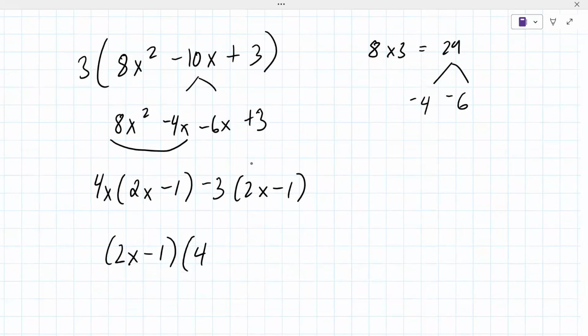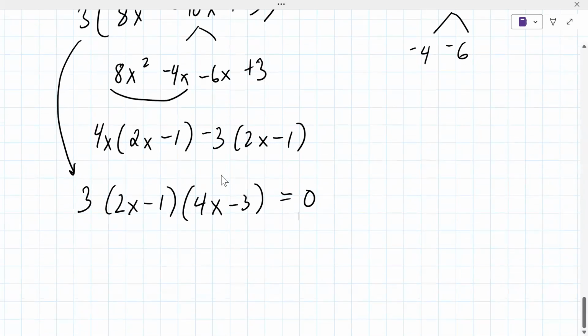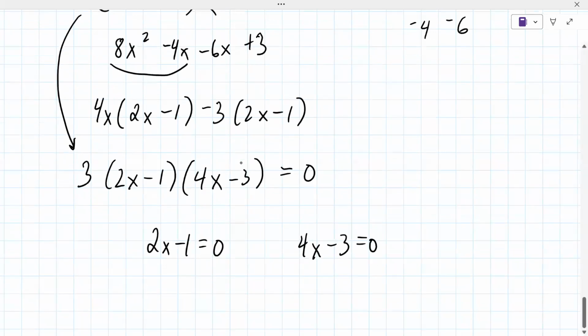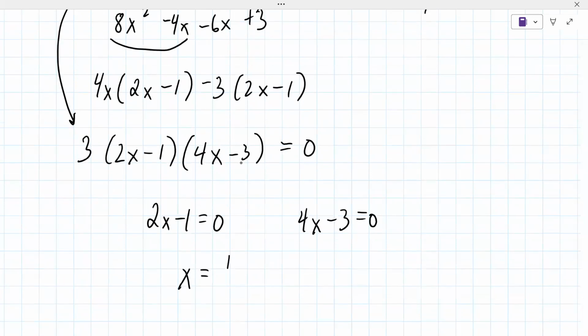And then you bring the 4x and the other thing down, and then you bring this 3 down, and then you set it equal to 0. So you set the x terms equal to 0. X equals 1/2, x equals 3/4, and there you have it.